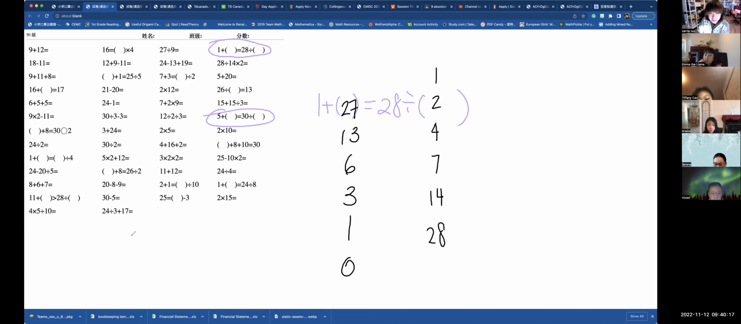So let's quickly take a look at 5 plus what equals 30 divided by what? So who can tell me this bracket, how many numbers can we put in it? Yeah, let's think about it.